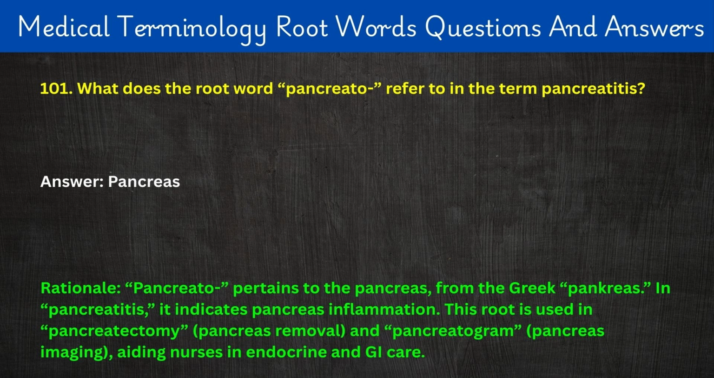Answer: pancreas. Rationale: Pancreato- pertains to the pancreas, from the Greek pancreas. In pancreatitis, it indicates pancreas inflammation. This root is used in pancreatectomy, pancreas removal, and pancreatogram, pancreas imaging, aiding nurses in endocrine and GI care.